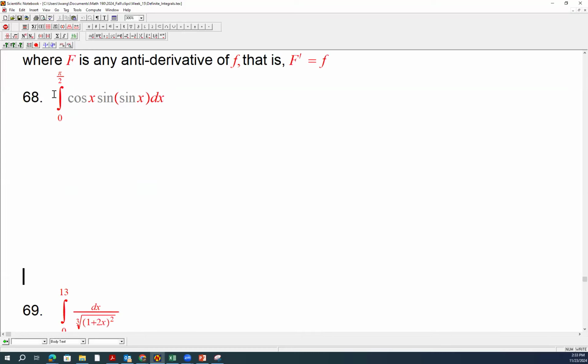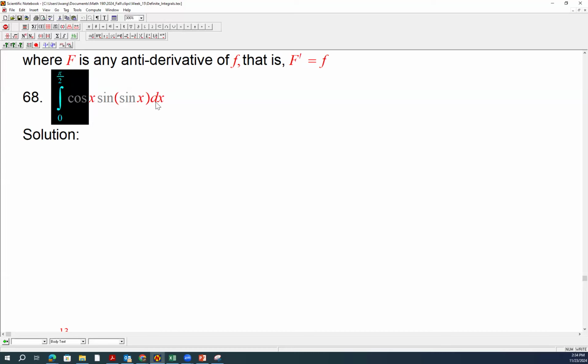On the first question, we have this function, and I think we have done a similar indefinite integral question, but this is a definite integral. The first method, I'm going to show you two different ways. Okay, the solution. We're going to do substitution, of course.